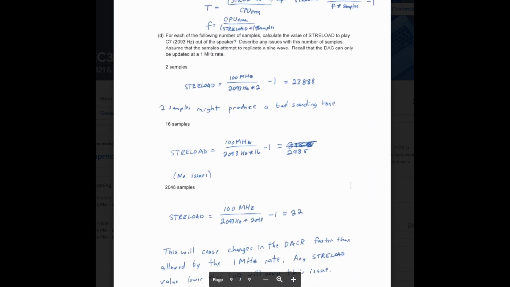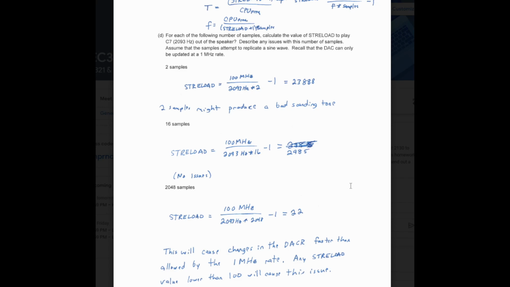Okay, so on to part D. This one is looking at the number of samples that we would need and the ST reload values to play a C7 at 2093 Hertz out of the speaker. And it asks you to describe any issues with this number of samples. Assume the sample attempts to replicate a sine wave, modeled after what we looked at in class, so it's as close as possible to a sine wave for that number of samples.